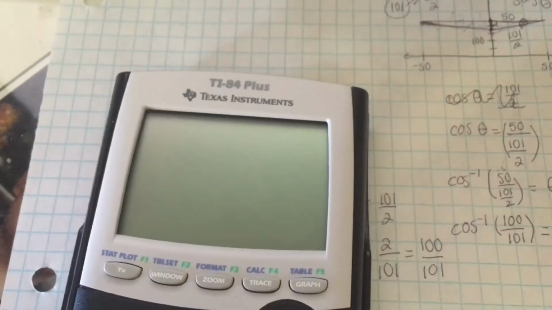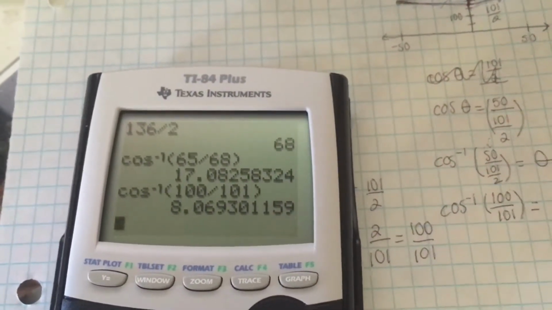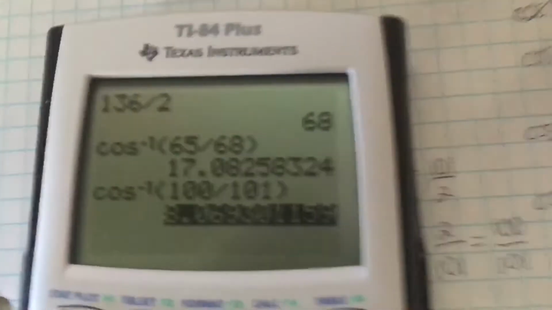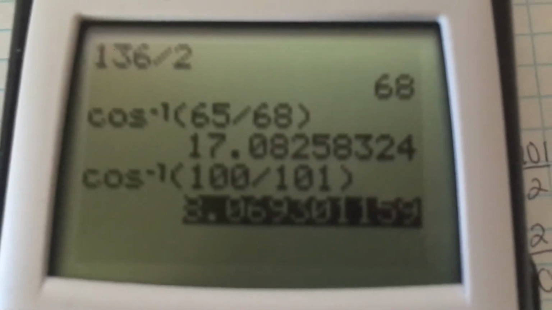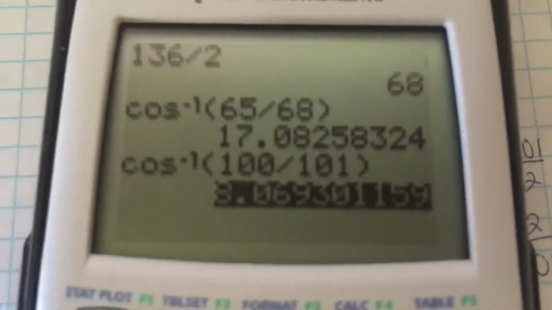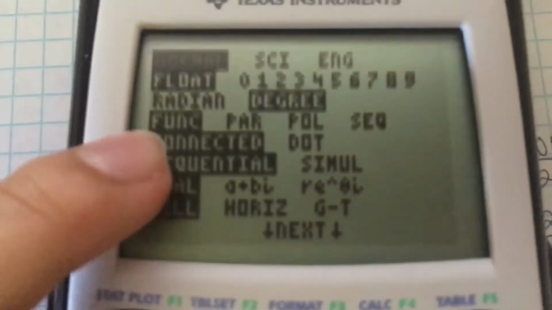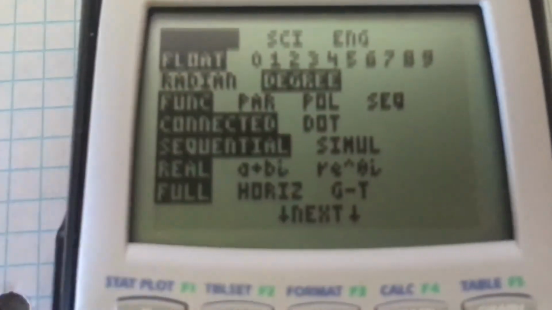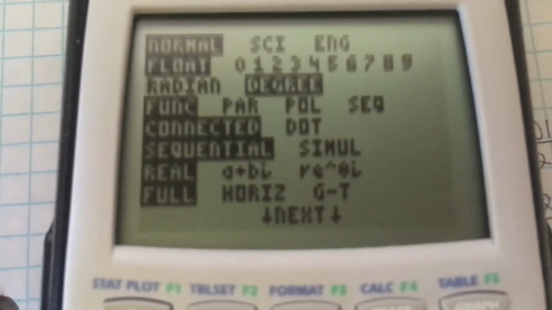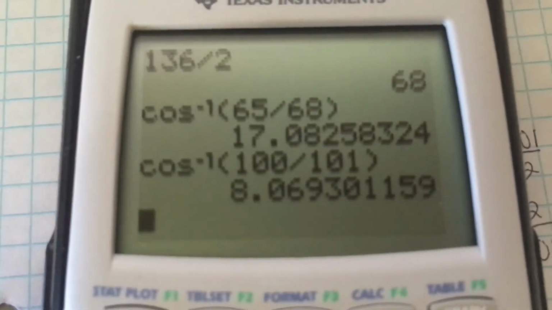Go into your calculator, and I already did this. In order to get the 8.06 and the rest of those digits, I had to go to mode, and instead of doing it in radians, it's in degrees. Make sure you do that, because online they only accept the degrees, not so much the radians. So make sure your calculator is in degree mode.